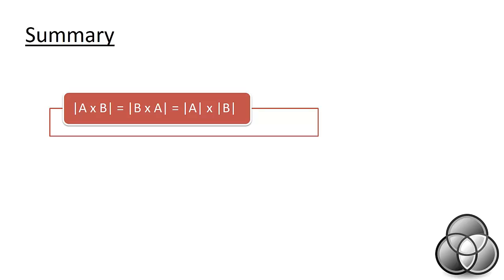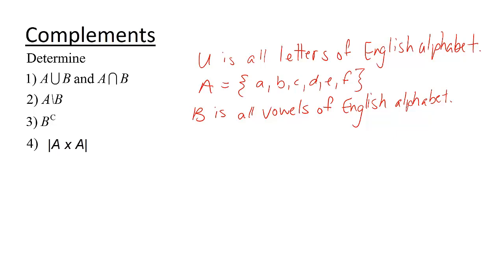In fact, if we happen to know the cardinality of the individual sets, capital A and capital B, then it's easy to calculate the cardinality of the Cartesian product. It's the cardinality of A times the cardinality of B. Let's work through one final example.